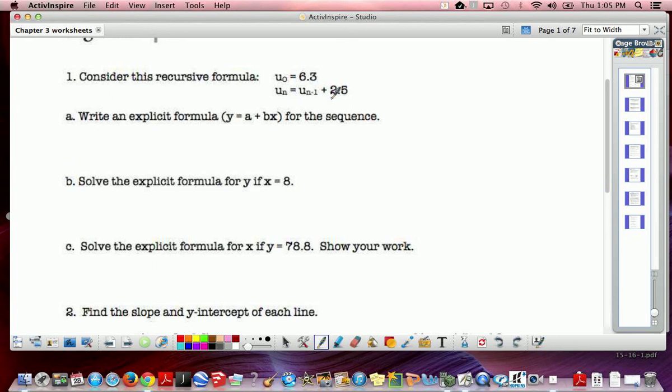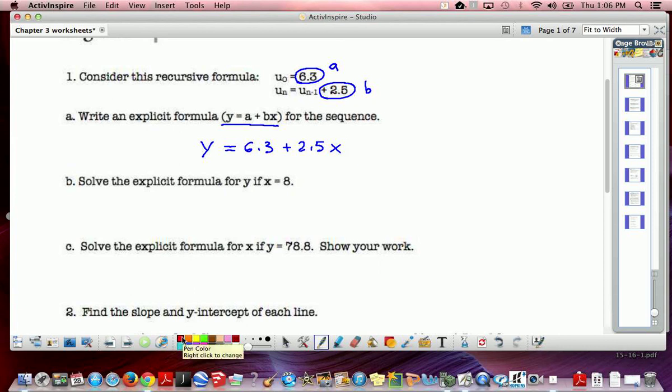Remember how this works. With the explicit formula, we're talking about slope-intercept form, y equals a plus bx, so we need to find out what the a value is and the b value is. A is always the starting term. B, your slope, is always what you're adding or subtracting. So your equation here is y equals 6.3 plus 2.5x. And yes, you could flip those around, so if you had 2.5x plus 6.3, that works also.